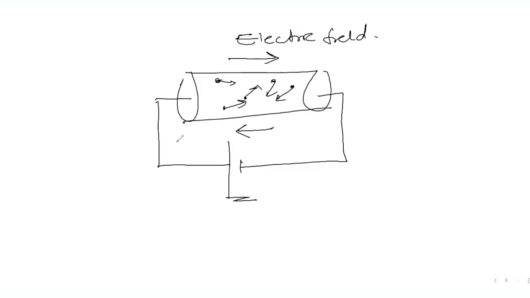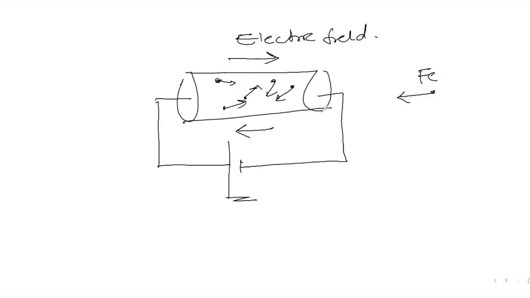Because of this electric field applied, the electrons move in a particular direction. The direction is opposite to the direction of the electric field. In this process, because we applied an electric field, the electrons are accelerated. Why? Because they experience some force due to the electric field. But they collide with ions. They collide with each other.